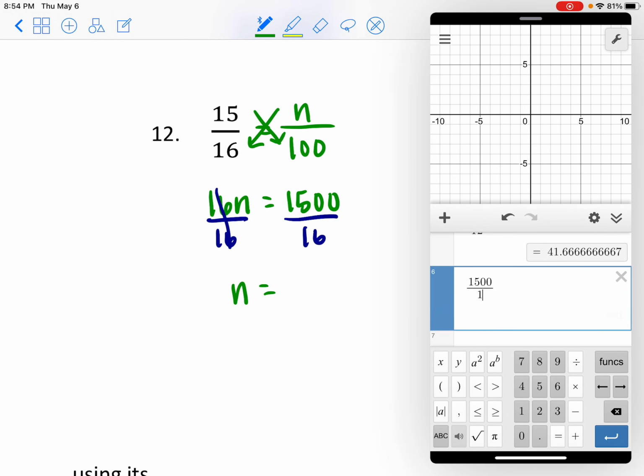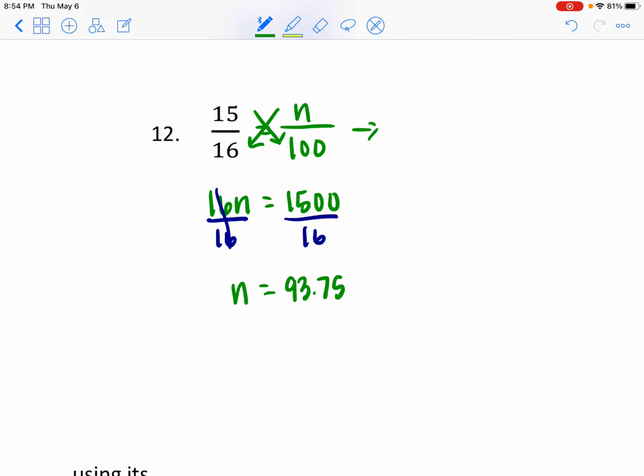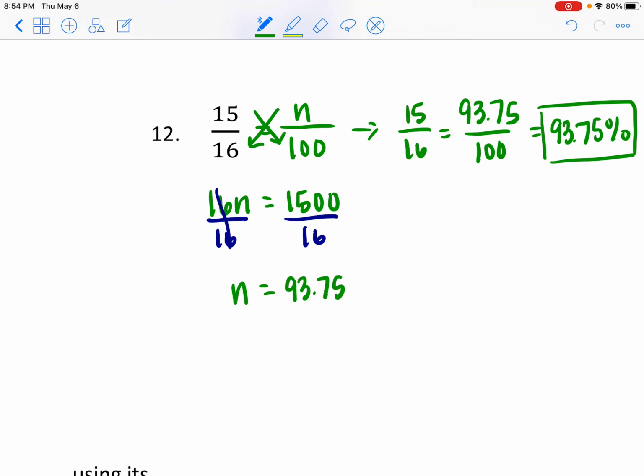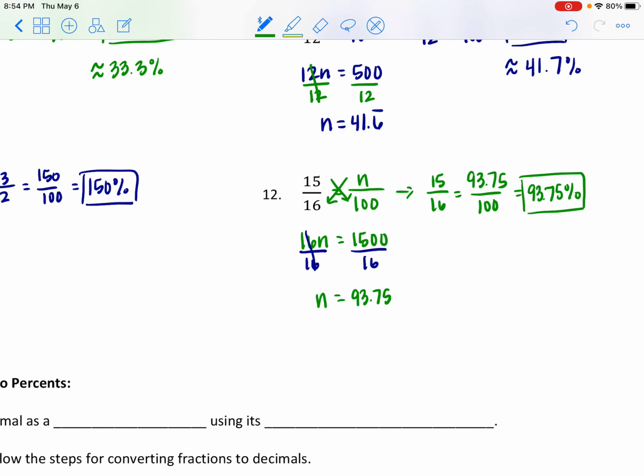1,500 divided by 16 is going to be 93.75. And so what we're saying is that 15 out of 16 is the same as 93.75 out of 100. So 93.75 out of 100 is literally translated to 93.75%. Okay? And I know you don't necessarily have to take all those steps every time, as long as you understand that once you've gotten here, you basically have your percent. Okay? So I think the fractions are a little more work than the decimals.